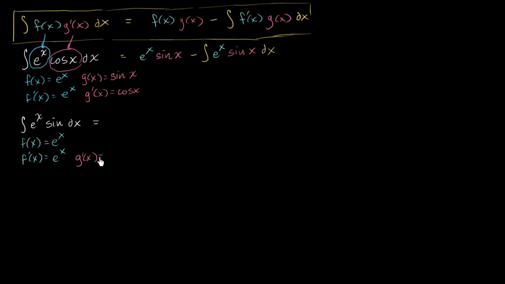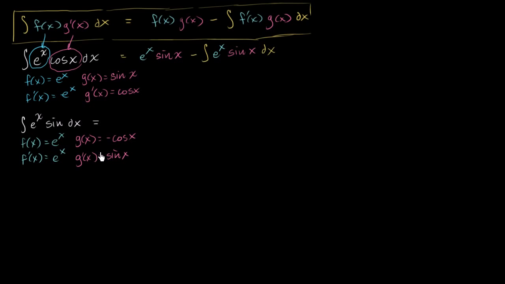G prime of x is equal to sine of x, which means its antiderivative is negative cosine of x. The derivative of cosine is negative sine, and the derivative of negative cosine is positive sine. So once again, let's apply integration by parts.